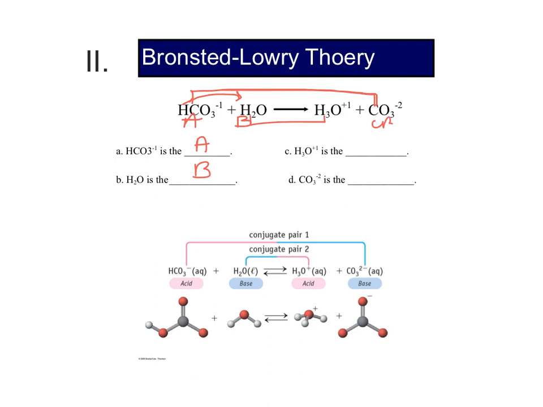So if this was the acid, now this is the conjugate base. And if water was a base on this side of the reaction, the arrow being the split, then it would be a conjugate acid. And just to confirm, the conjugate acid has more hydrogens than the base. This acid has more hydrogens than the base.